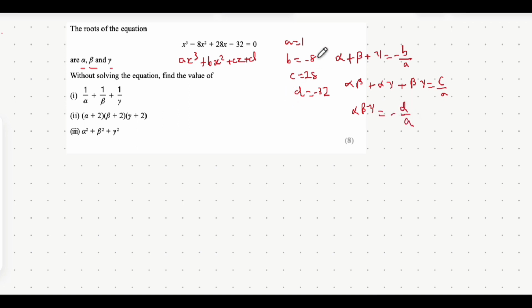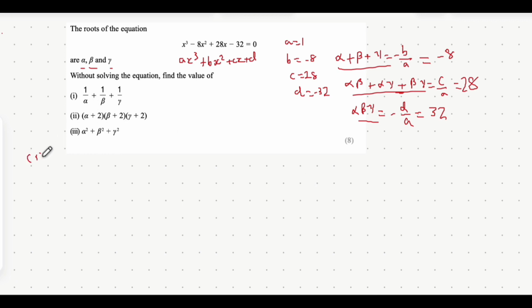Using these values of a, b, c, and d, we get that minus b over a is just 8 here. C over a is 28 divided by 1, which is 28. Minus d over a is minus minus 32, so positive 32. This is going to be very useful for the rest of our question, so let's move on to that.